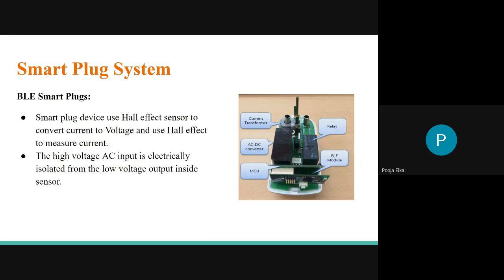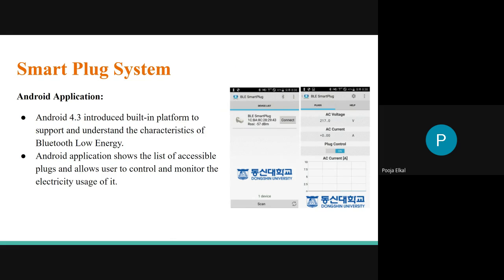Next one is Android. Android 4.3 introduced built-in platform support for Bluetooth Low Energy and provides an API that apps can use to discover, connect, read, and write characteristics. The Android application provides all the features that the smart plug offers, but in a user-friendly way for consumers. The application shows a list of plugs that are accessible to users or connected to the application. For each plug, it gives very detailed numbers and buttons to control and monitor the electricity usage of residential activities.